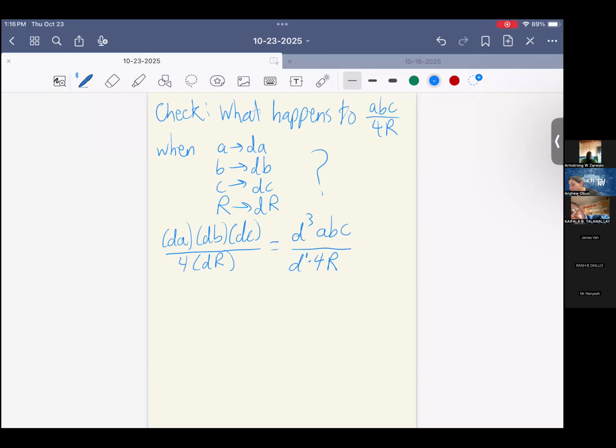And if I have a D cubed and a D to the 1, then they cancel each other out, and you're left exactly with D squared, because D to the 3 divided by D to the 1, you do 3 minus 1. So what you end up with is exactly D squared times ABC over 4R. And this is exactly what we want, that the area is multiplied by D squared.